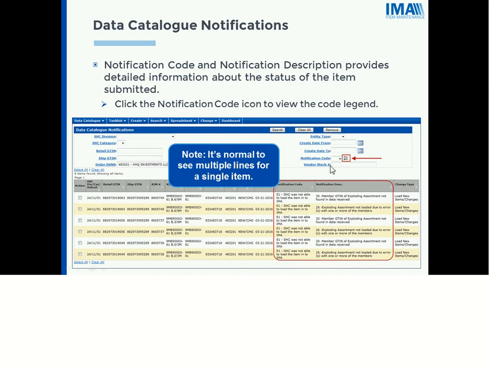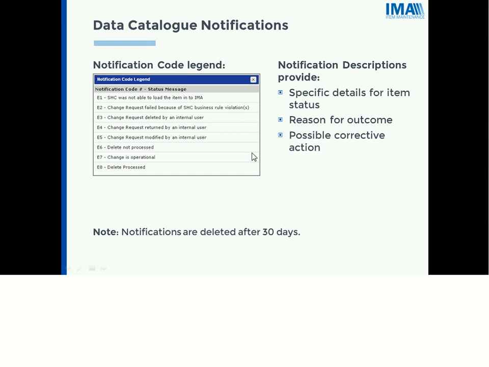You can look at the notification code and the notification description columns for information about the status of the item submitted. Then up here, to the right of the notification code, there's an icon that you can click to view the code legend. In this code legend, you can see a bit more detail about what the numbers mean, because you have basically E1 through E8. The descriptions provide specific details for item status, the reason for the outcome, or the possible corrective action.